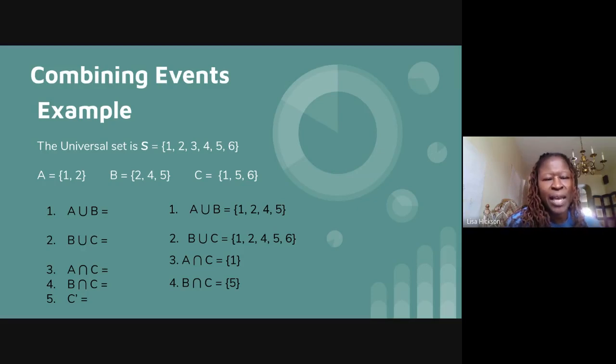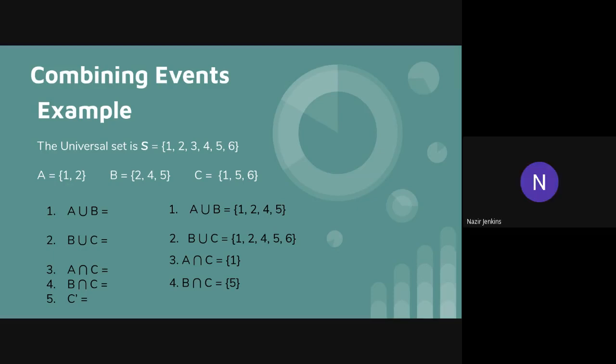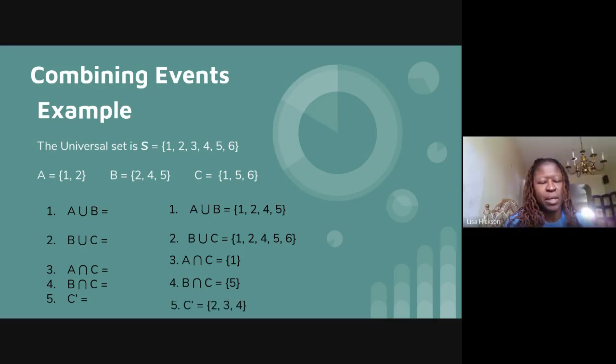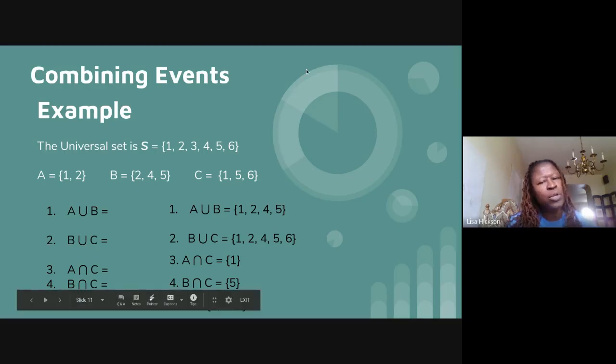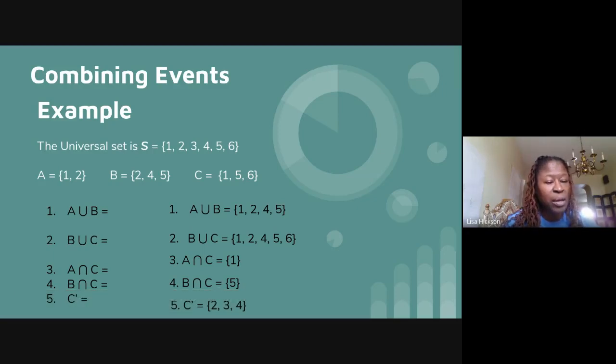Now, number 5 is asking us, what is not? That is the complement of C. So what is in the universal set S that is not in C? 2, 3, 4. All right, makes sense? Okay, cool. So remember, only when you are doing the complement, only when you are doing problems like number 5, will the universal set even matter. Otherwise, you deal with what they give you.